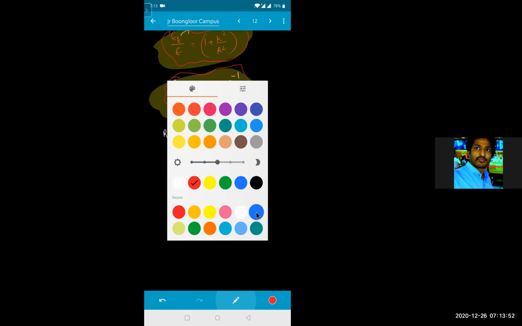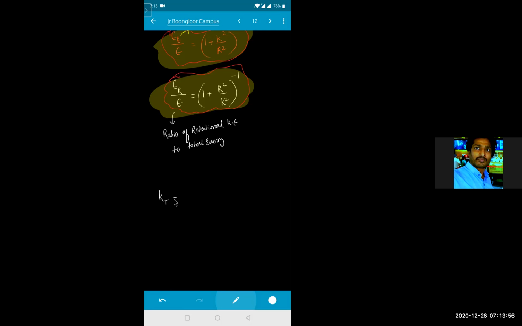So I can write here that total kinetic energy will be equal to kinetic energy due to translatory motion plus kinetic energy due to rotatory motion. Kinetic energy due to translatory motion is half into m into VCM square, plus half into ICM into omega square. So if I take half m VCM square common, I can write this as half into m into VCM square plus half into ICM into VCM square divided by r square.